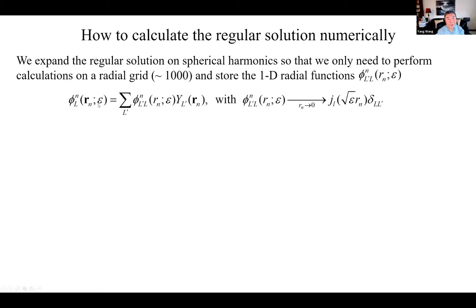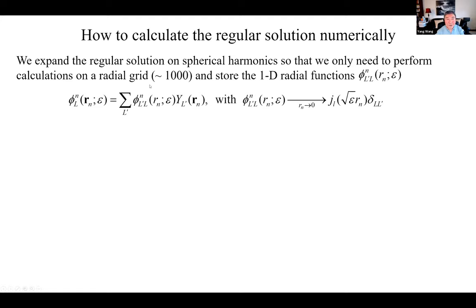This is a function of the three-dimensional function. We expand that in the spherical harmonic, but this is more general, okay? This is not a constraint to, this is for the full potential case. For the muffin-tin case, where the potential is spherical, then this phi becomes diagonal, okay? But anyway, we expand that in the spherical harmonic, so we only deal with the radial function.